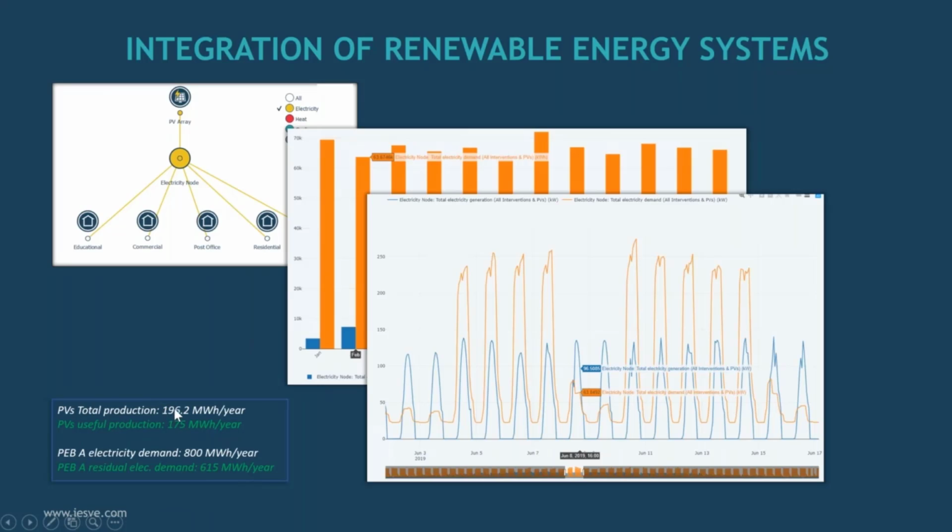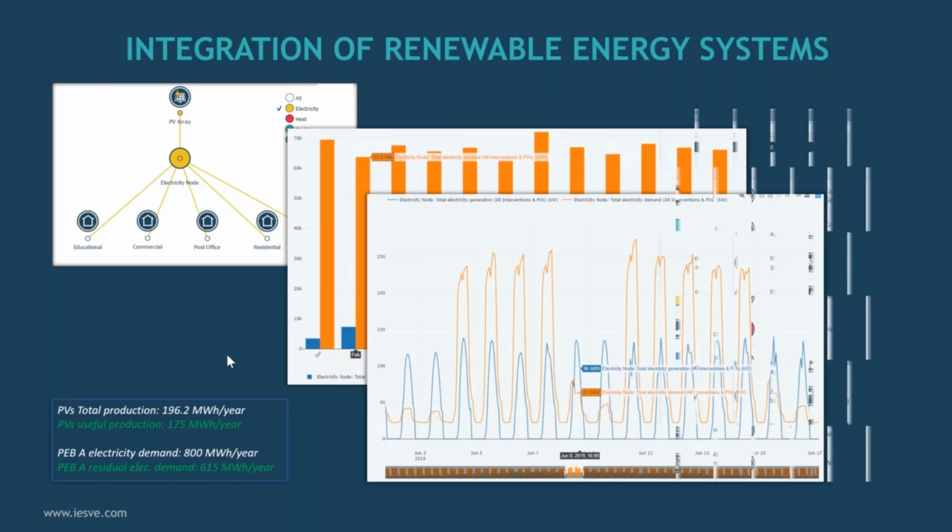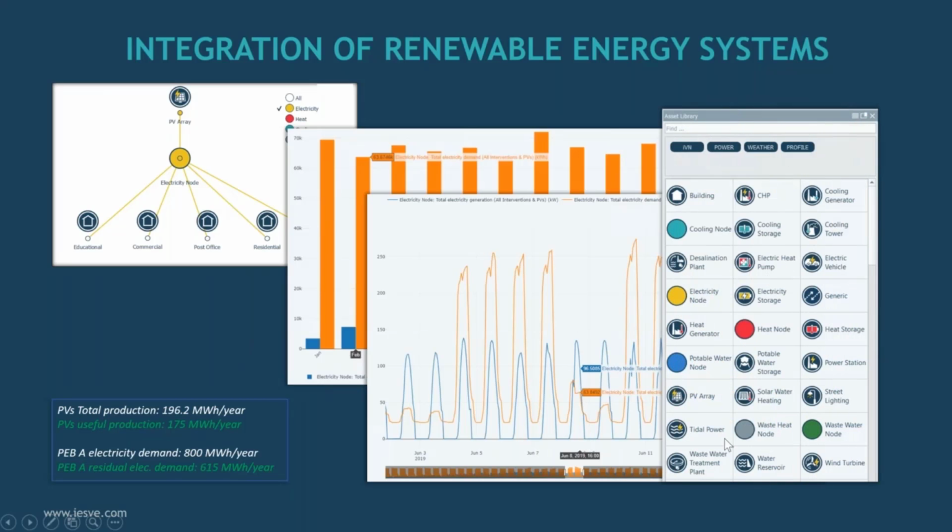So you can see that the total production will be about 196 megawatt hours per year, but the useful one is 175. So basically, we are wasting about 20 megawatt hours per year. In this case, it's not that big, so it doesn't justify installing a battery, but in other cases, it could. So the electricity demand of the block went down from 800 megawatt hours per year to about 615.